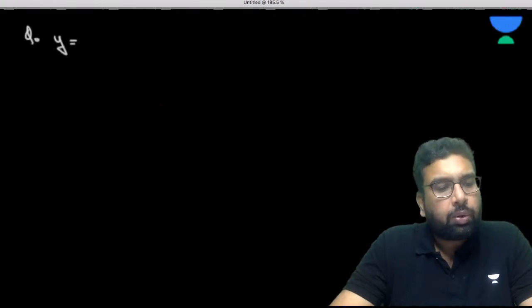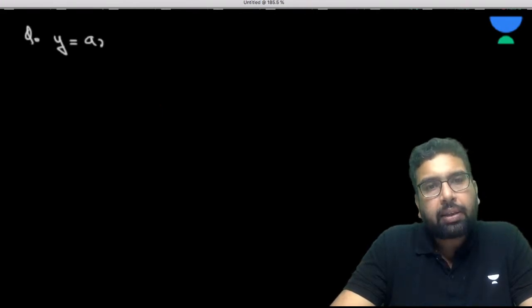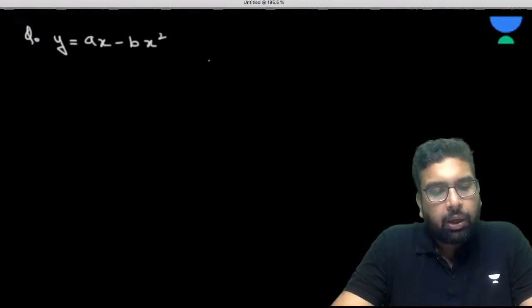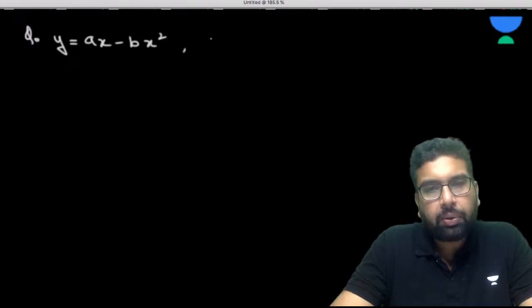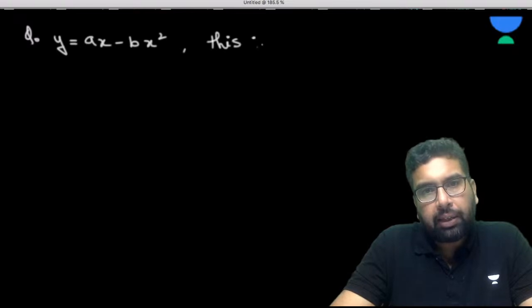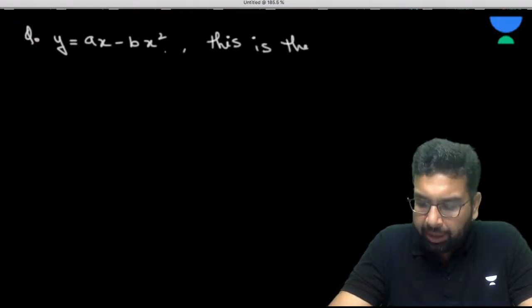So I'll just give you a simple one. y is equal to ax minus bx squared. Now if this is the equation, I ask you to find... Let's suppose it is given like this. In place of A and B there can be some values.